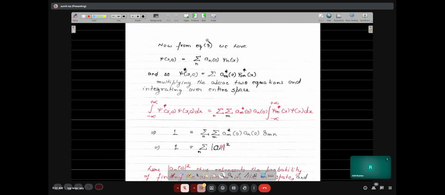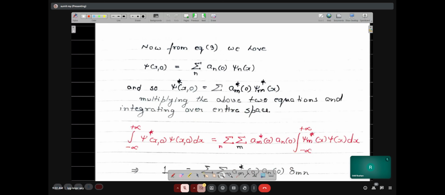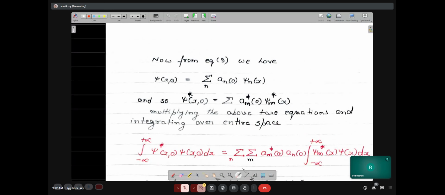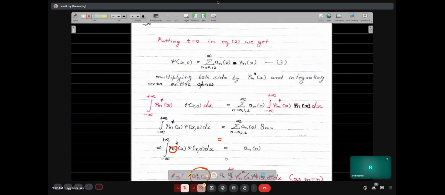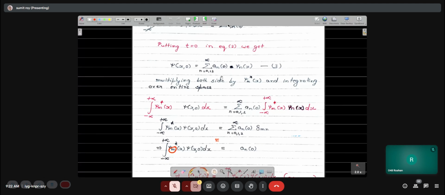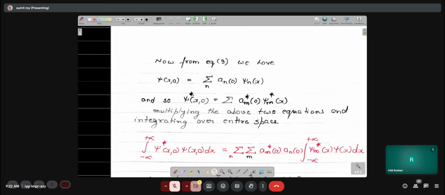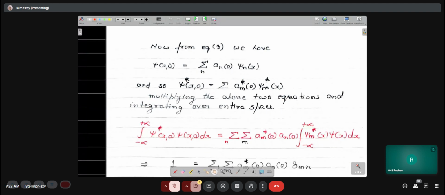This is now again the important part which involves some physics. What is that? Now from equation 3, 3 is nothing but the value of the wave function at t equals to 0, but again obtained from the same equation 2 by letting t equals to 0. So this is psi(x, 0) in terms of the coefficient a_n(0) and psi_n(x).